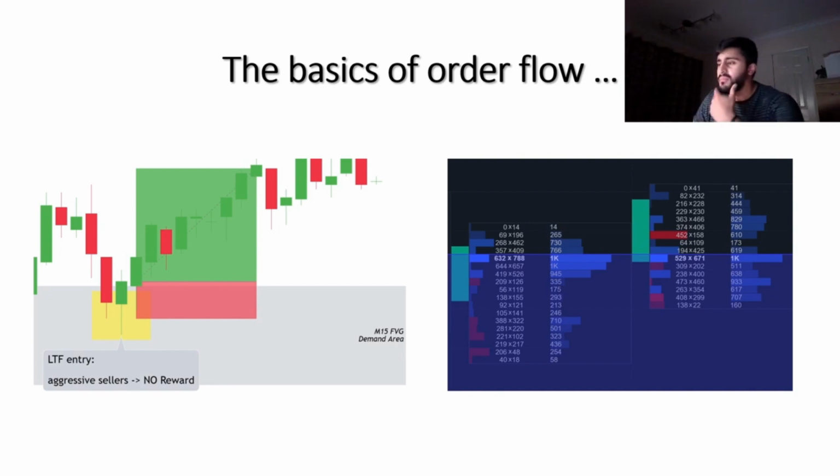I'll go through that one more time. We have a lot of aggressive sellers over here. When there's a lot of aggressive sellers trying to move the markets down and price fails to move down, this shows us that there's passive buyers sitting there. So there's more passive buyers than there are aggressive sellers.